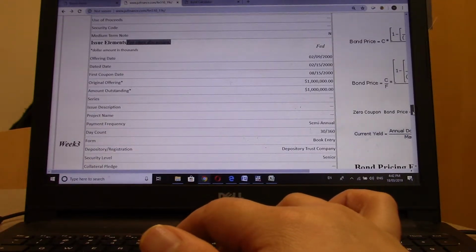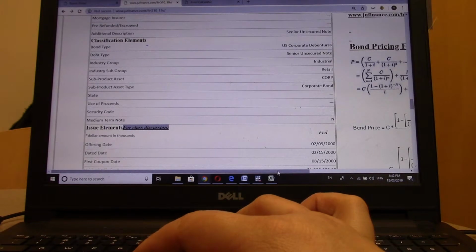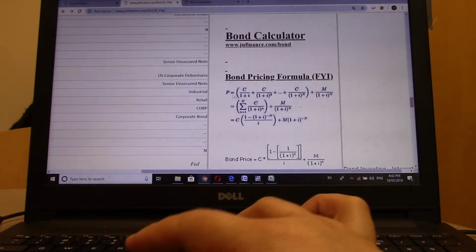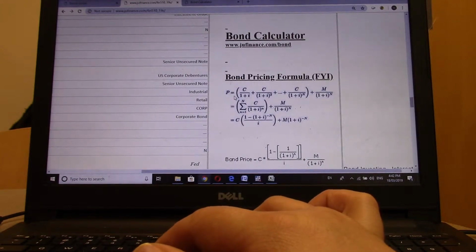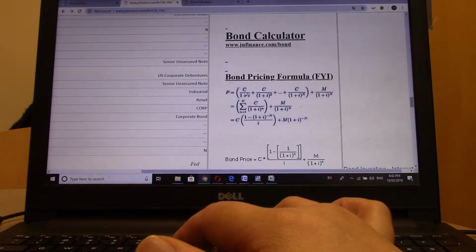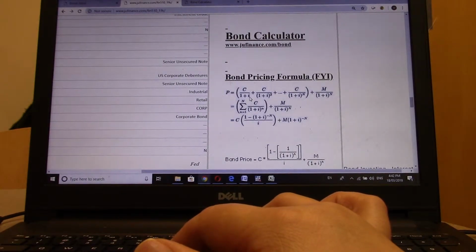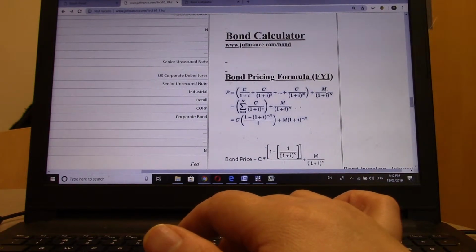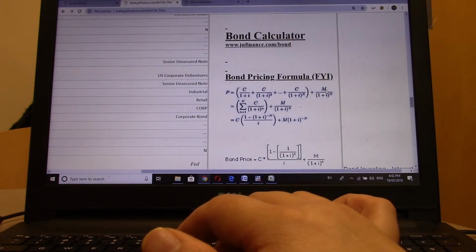Now you can use the math equation. You can also find the math equation on my website. This equation is to calculate the bond price. P stands for the bond price, C stands for the coupon, I stands for the return to the bondholder, and M is the par value. Always just use $1,000 for M, or principal.